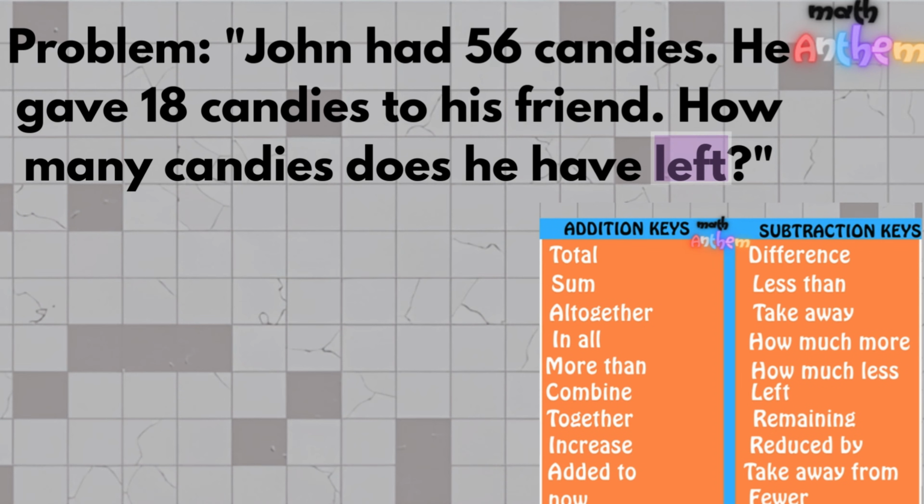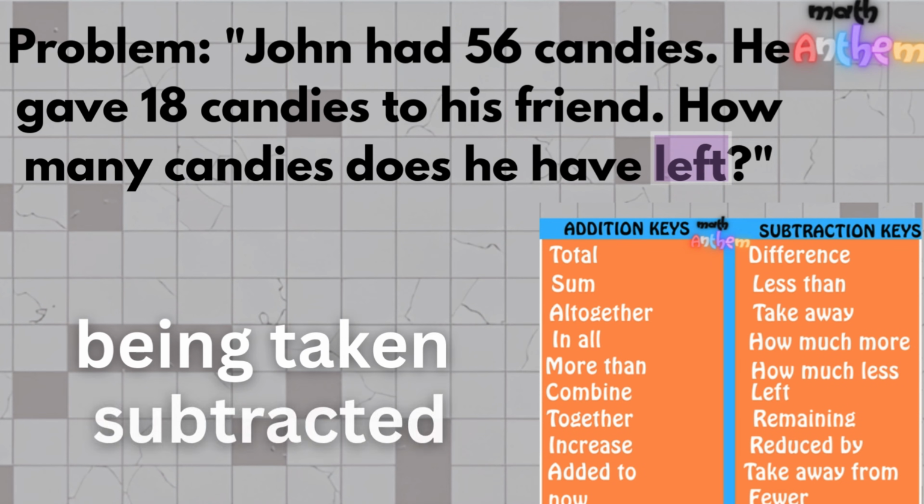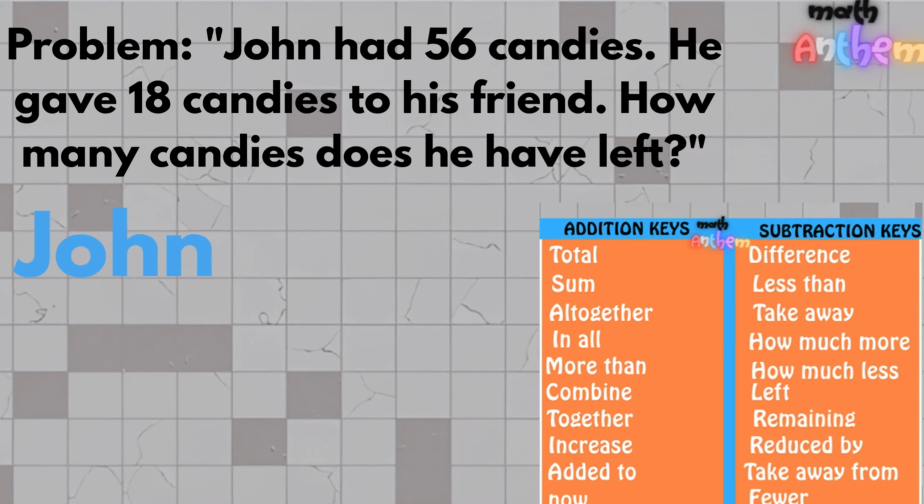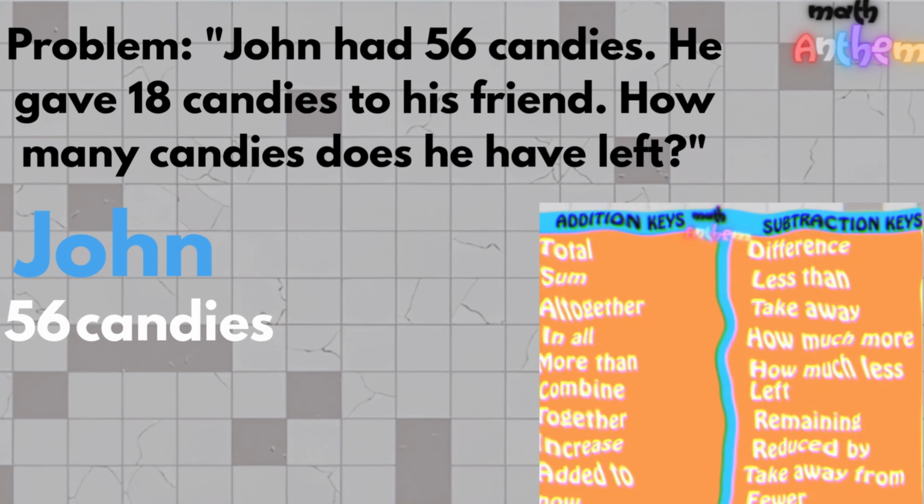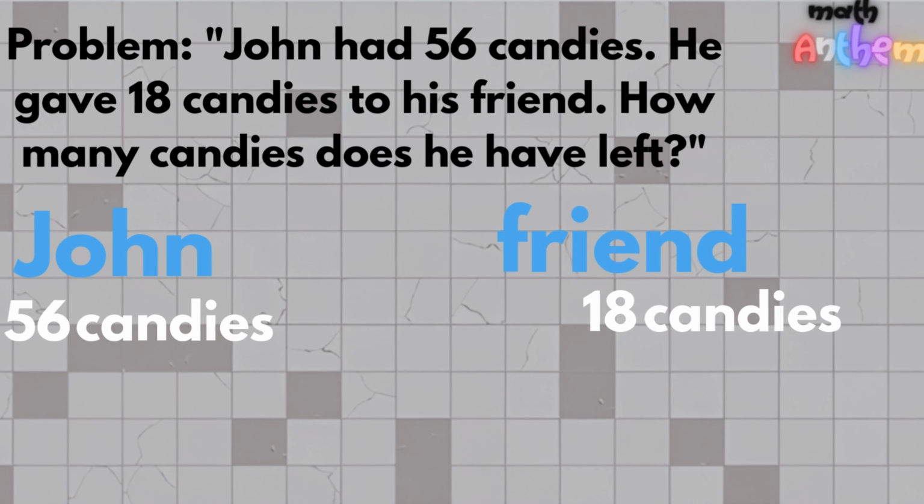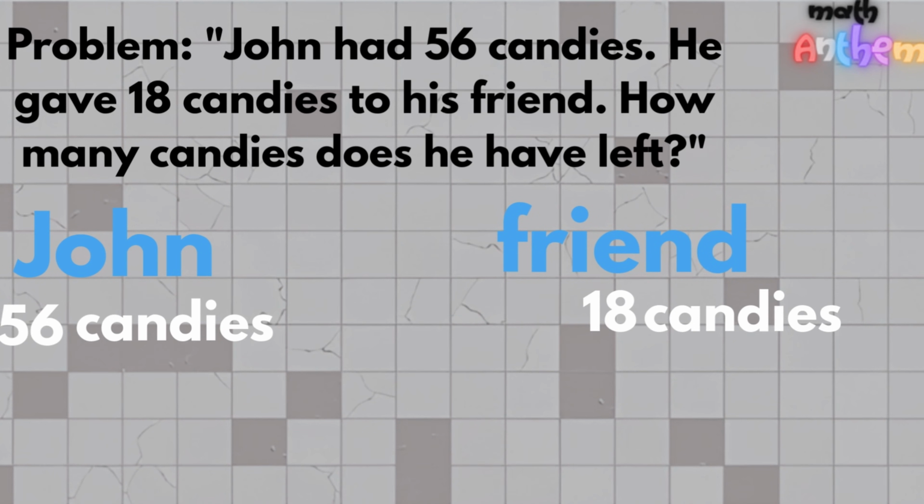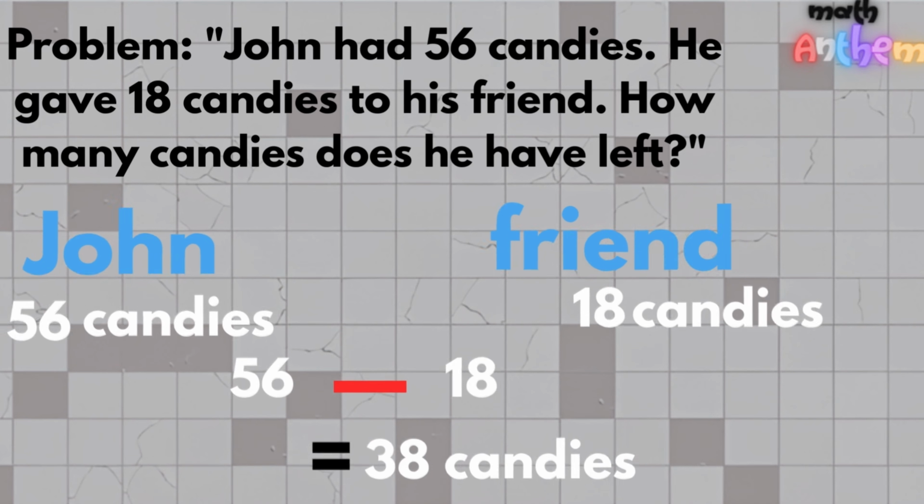When we see the word left in a word problem, it often means that something is being taken away or subtracted from the original amount. In this case, John starts with 56 candies, and after giving 18 candies to his friend, we need to subtract the 18 from the 56 to determine how many candies he has left. The idea of something being left or remaining naturally suggests subtraction. So, we subtract 18 from 56, which leaves us with 38 candies.